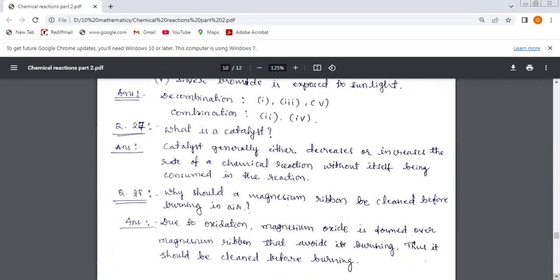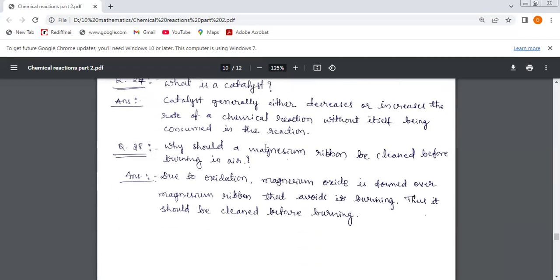Next question is, what is a catalyst? A catalyst either decreases or increases the rate of a chemical reaction without itself being consumed in the reaction. Next question: why should a magnesium ribbon be cleaned before burning in air? Due to oxidation, magnesium oxide is formed over the magnesium ribbon that prevents its burning. Thus, it should be cleaned before burning.